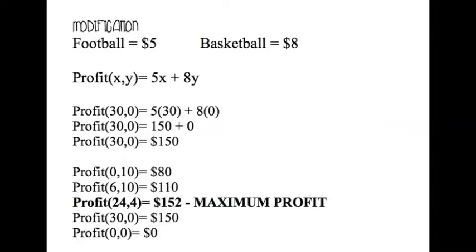The other corner points are as follows: 0, 10 equals $80, 6, 10 equals $110, 30, 0 equals $150, and 0, 0 is still equal to $0.